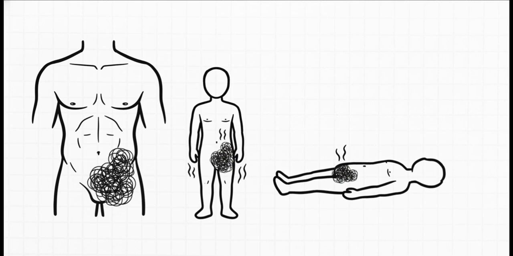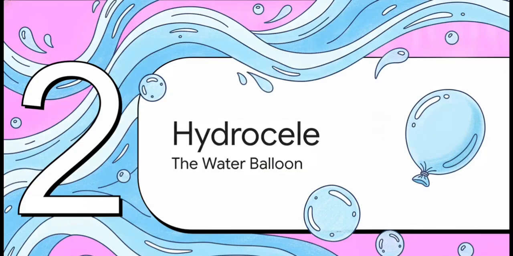Now think about gravity for a second. Because this is an issue of blood pooling in the veins, it makes perfect sense that it gets way worse, much more pronounced when the patient is standing up. And conversely, it improves when they lie down so the blood can finally drain. While it's usually not an emergency, that pooling blood generates excess heat, which is why a varicocele can unfortunately lead to infertility.